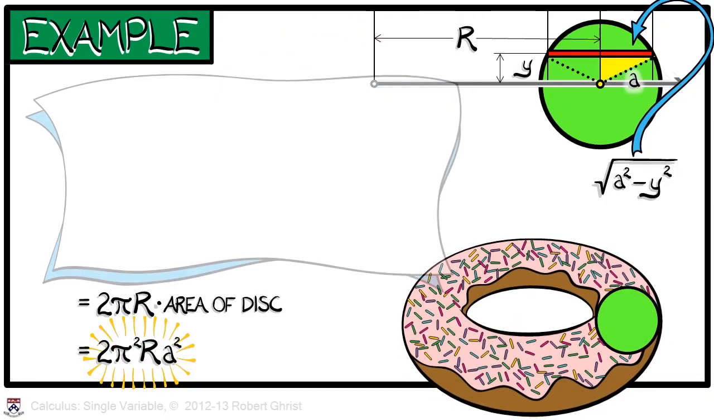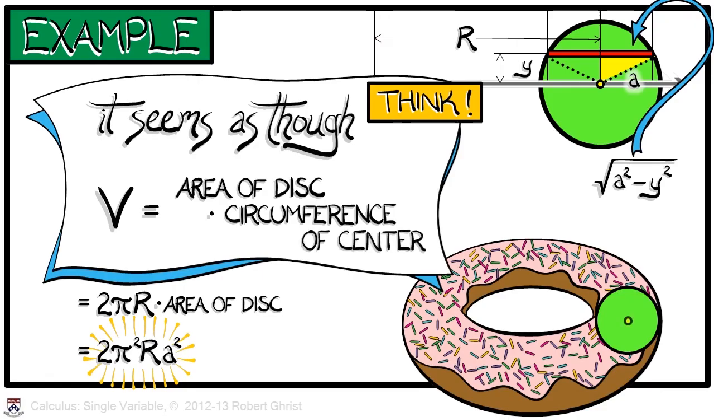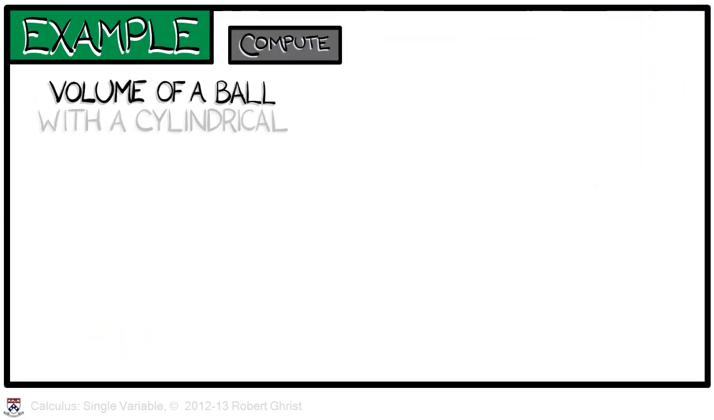Now, you should perhaps be thinking at this point that it seems as though this volume is really the area of the cross-sectional disk times the circumference traced out by the center of that disk. Well, we haven't proven that that's true, but keep it in mind. Let's move on to a different example.